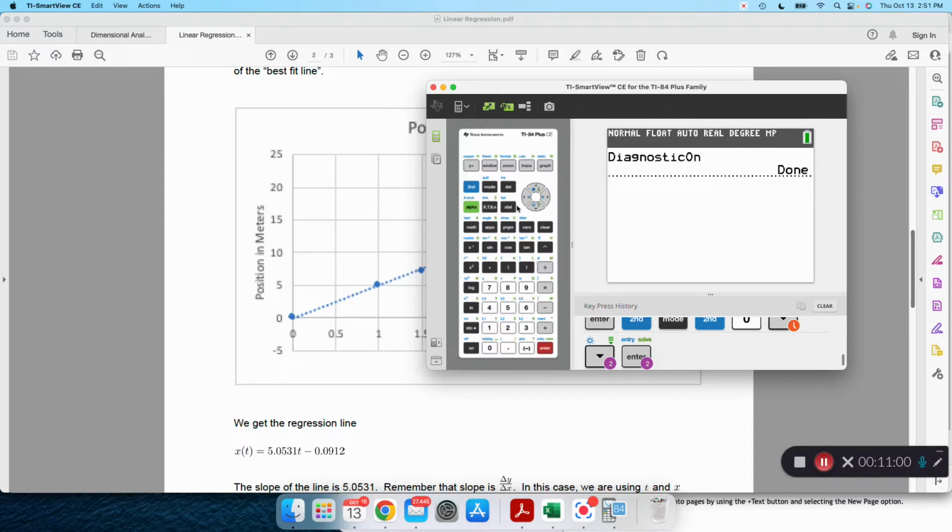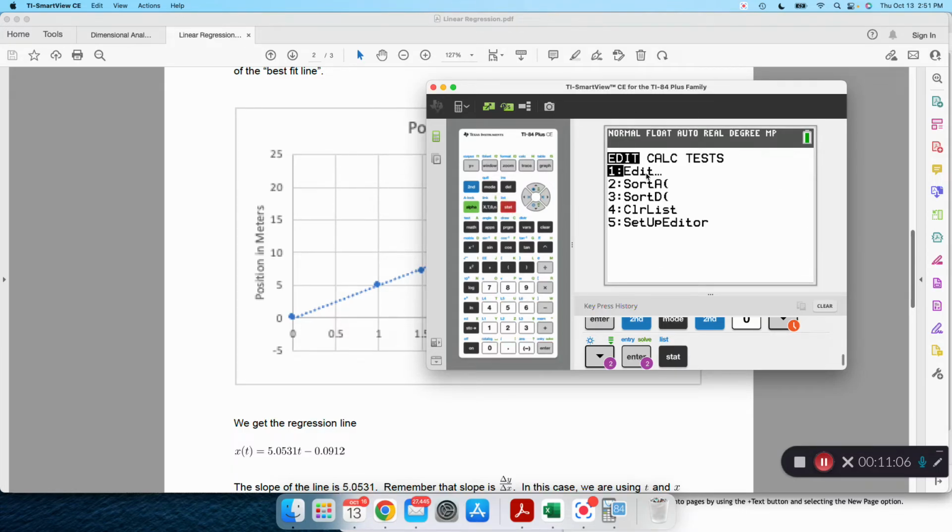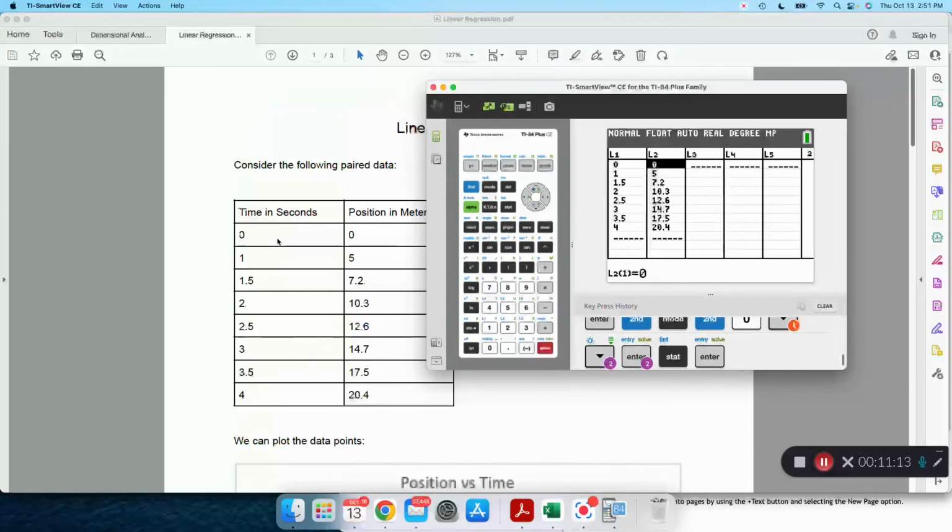Now I can come into statistics, the stat button right here, hit stat. I want to edit, I want to add in my data, so I'll hit enter. And I've already typed in my data. I want to enter in all my times into L1, all my positions into L2. You can see I've already done that. These do have to have the same length. One of these lists cannot be longer than the other or the calculator is going to get mad at you.